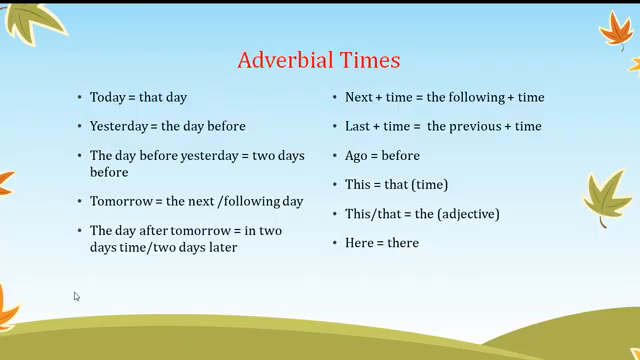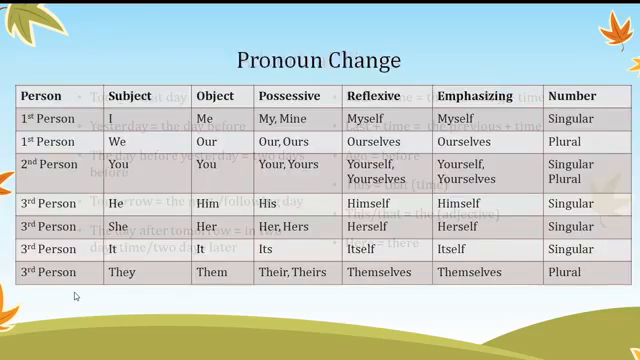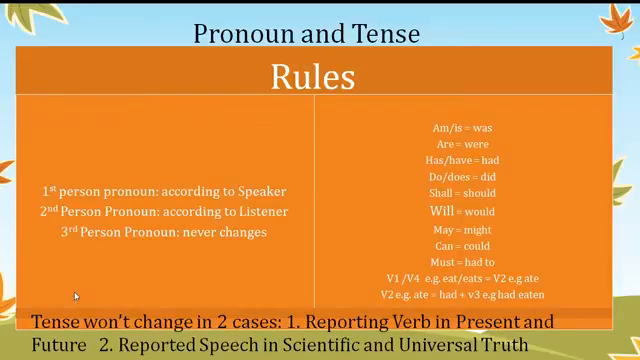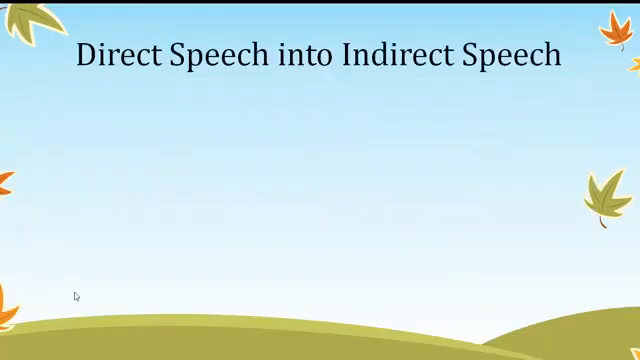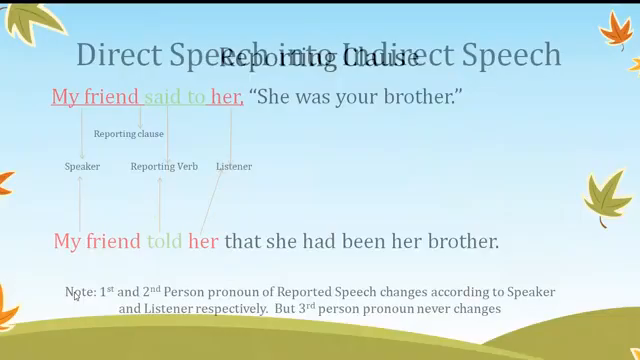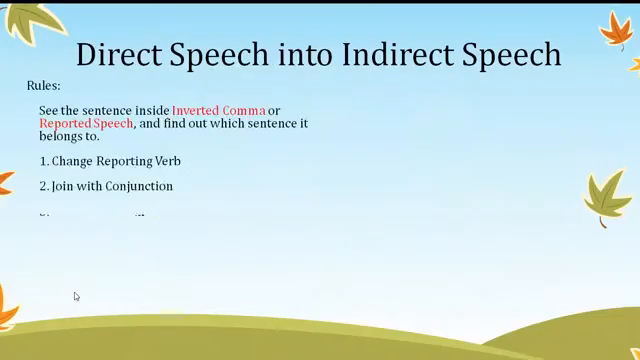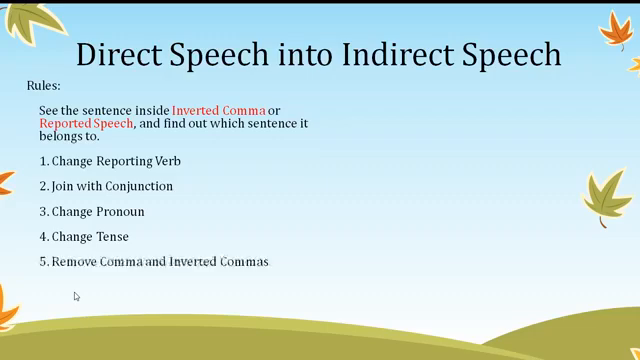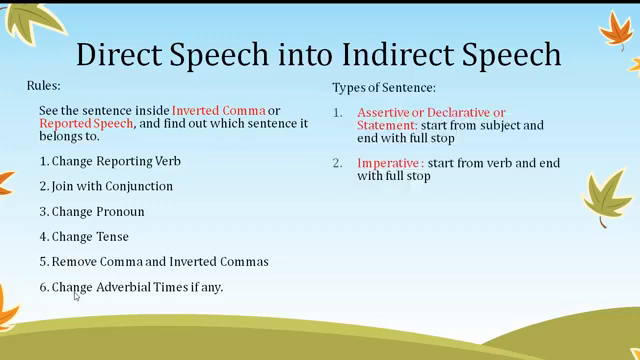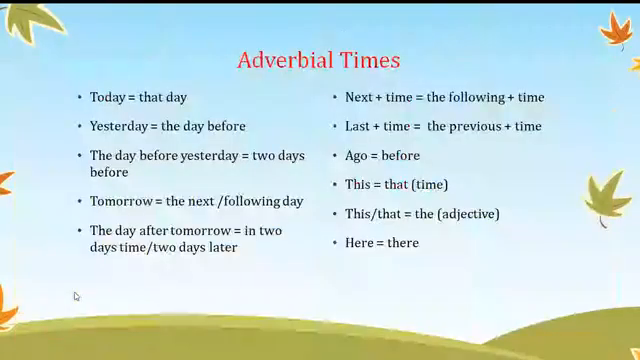Now let's move to another slide. Adverbial times. I told you these adverbial times are to be changed. What are they, if any? What are we going to learn? See here. What is the rule? I've told you this. See, dear learners: change the reporting verb, we learned. Join with conjunction, we have learned. Change pronoun and tenses, I said to you. Remove comma and inverted commas, automatically we remove. And change adverbial times, if any. That we are going to learn.